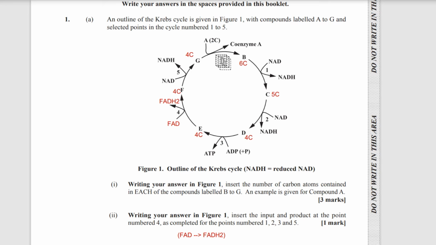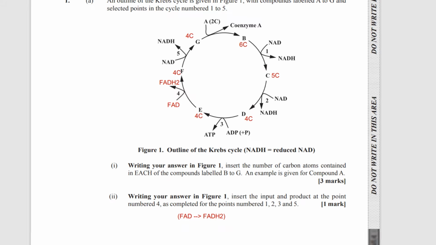If we start from A, this is the 2 carbons from the pyruvate, and here this is B, the citrate, the 6 carbon compound, losing a carbon dioxide, so C becomes 5 carbon, losing the next carbon dioxide, it becomes 4 carbon, and then it remains at 4 at D, E, F, and G. G would be oxaloacetate. And that's it there. Then it adds on the 2 carbons from the pyruvate again and it restarts. It's not a bad Krebs cycle question, not too difficult.